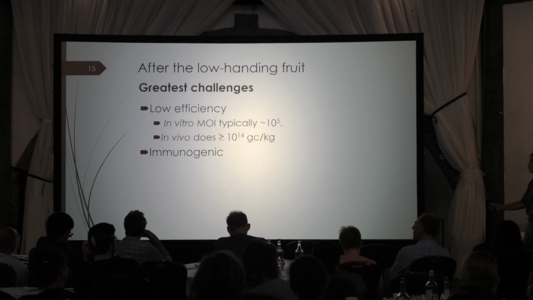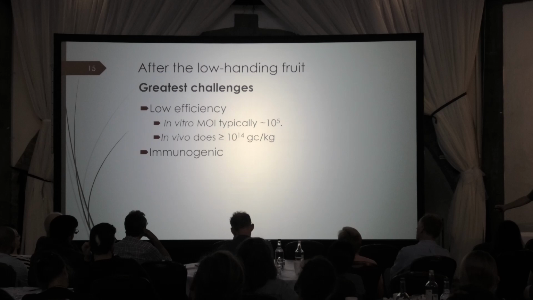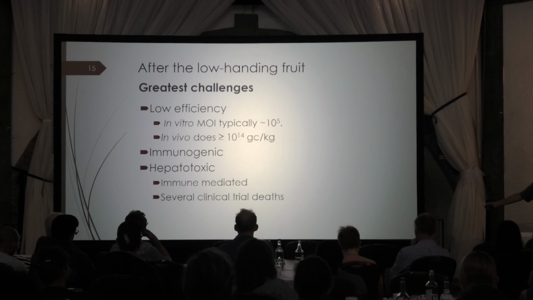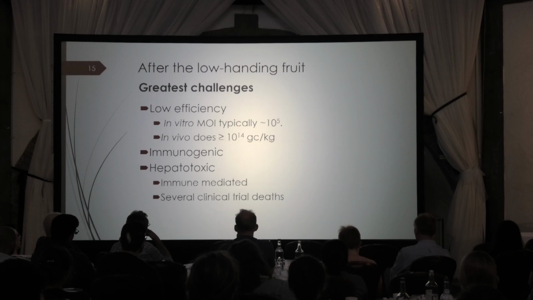What's happening is that these viruses are immunogenic, and as the pharmaceutical companies crank up the doses to treat these other cases, they're running into immunohepatotoxicity, and patients are dying in clinical trials. And so this is right now a really fine balance in terms of doing gene therapy, and we hope that knowledge of structure will help us be able to do this more efficiently.